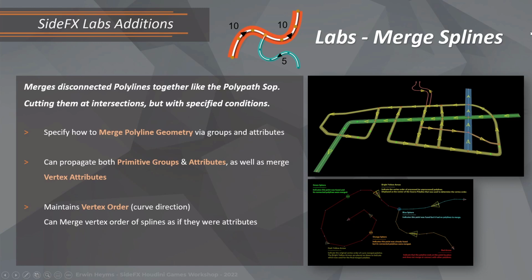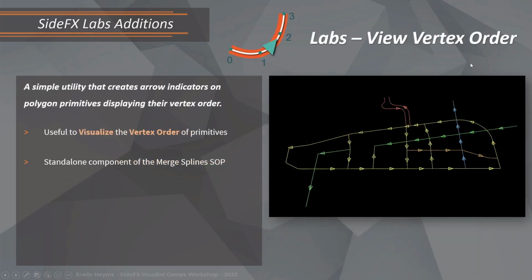Next, I also have the Labs Merge Splines node. This one allows us to merge disconnected polylines together, like the polypath SOP, cutting them at intersections, but with specific conditions. This one actually keeps your primitive groups and attributes intact, as well as the vertex attributes and the vertex order.